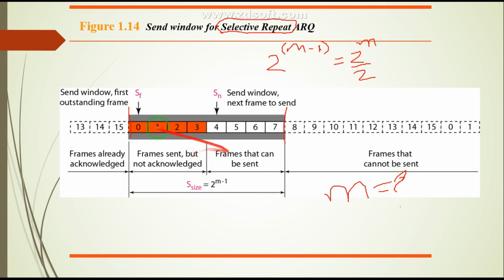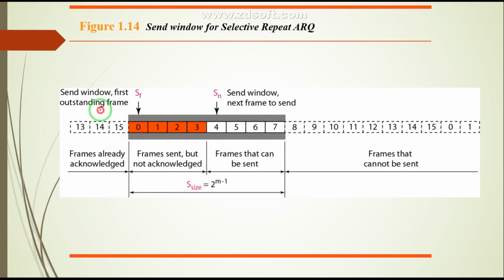You can see it is 0 to 7. It means 2 raised to (m minus 1) is equal to what? 8. 0 to 7 is there, right? So m definitely should be 4, because m minus 1 is 3, and 2 raised to 3 is equal to 8. That's why the window size is 0 to 7.